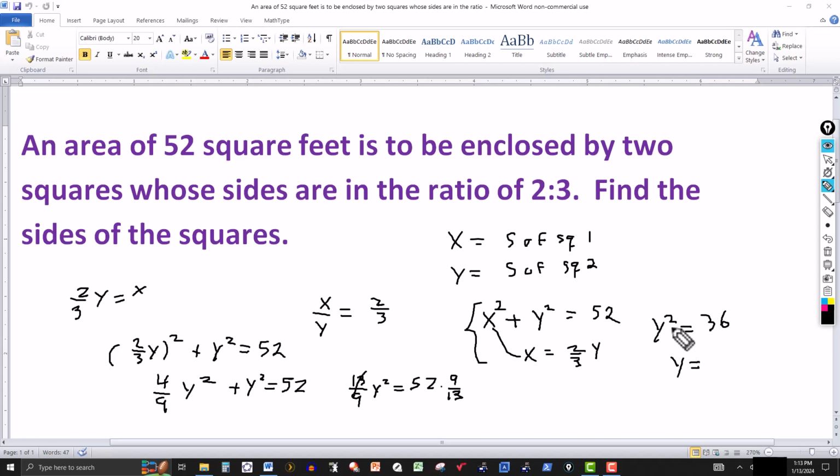Solve for y: take the square root, plus or minus the square root of 36 is plus or minus 6. But remember, we're dealing with measurements here. We can't have a negative answer, so we settle with the 6. So y is equal to 6.